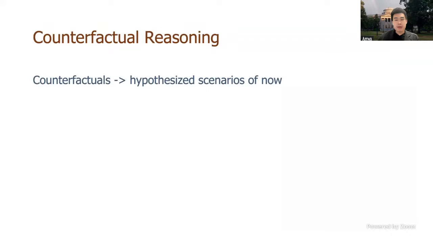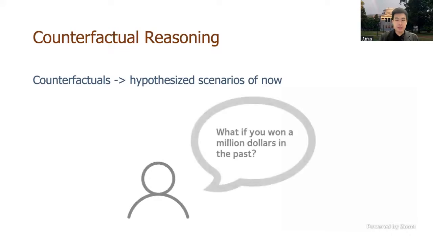Well, in this paper, we combine an idea called counterfactuals. It involves the exploration of hypothetical alternatives to the observed event in which a particular factor is altered. For example, assuming what if you won $1 million in the past.